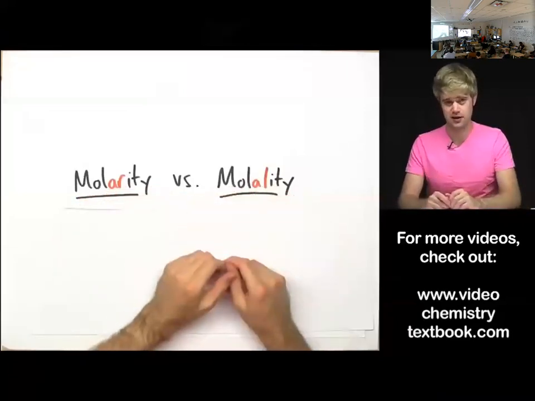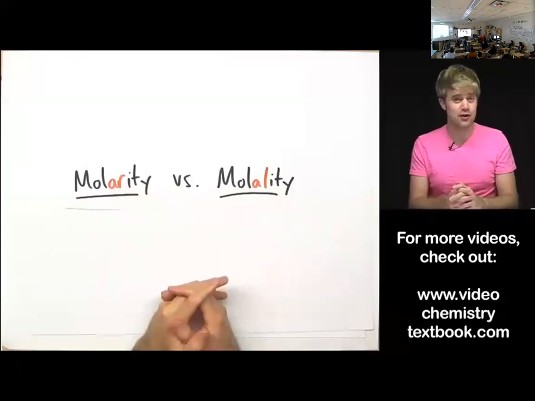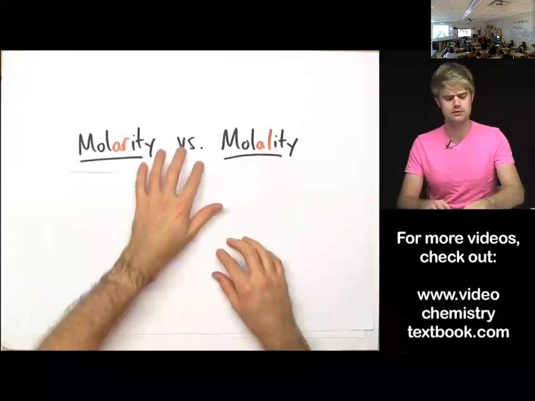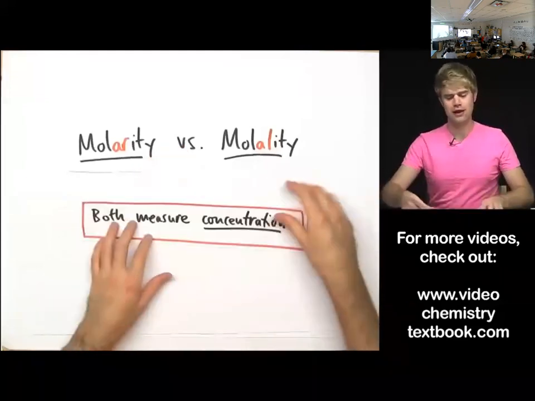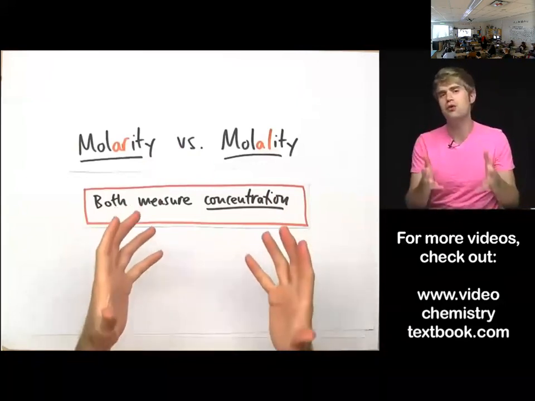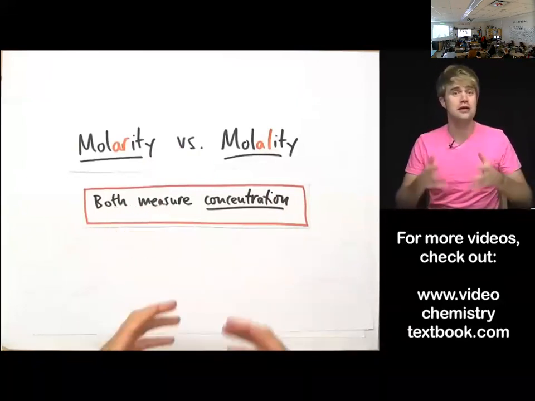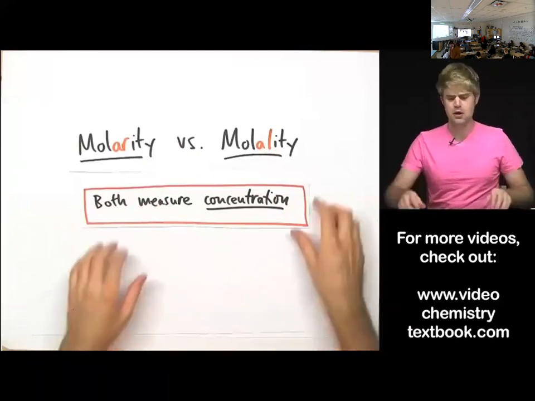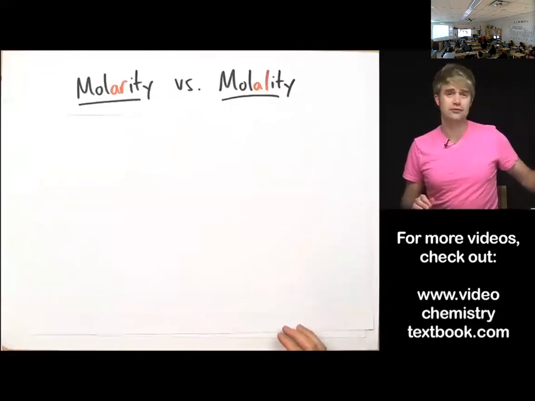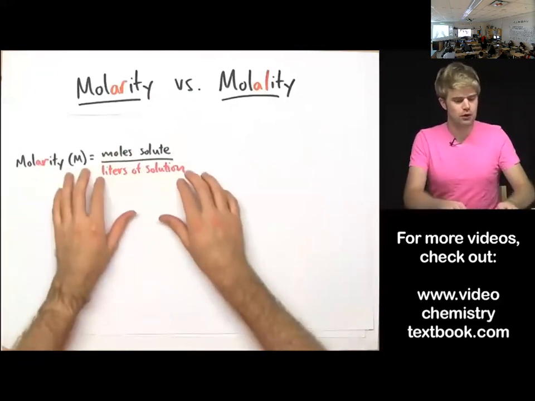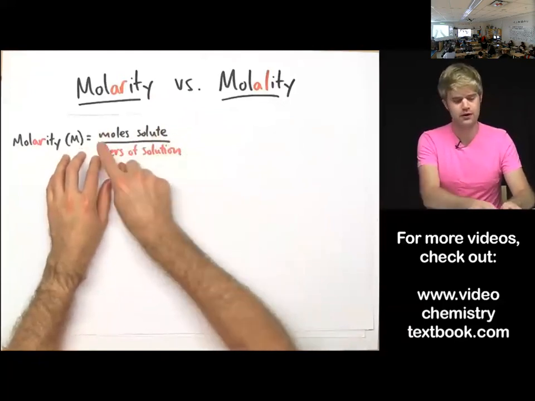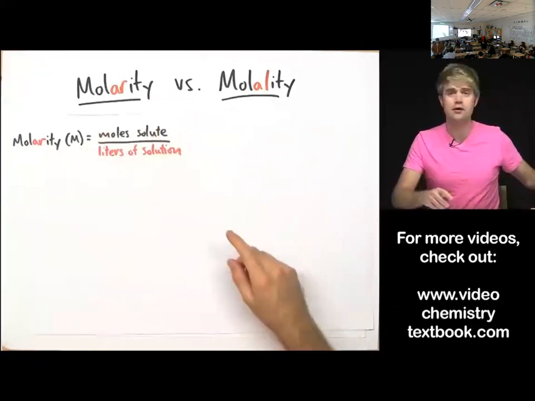And molality. Wow, these are two names that sound very similar. So what are they for, and what's the difference between these two things? Well, molarity and molality both measure concentration, right? Like the amount of solute that's dissolved in a certain amount of solution. So molarity and molality are both measures of concentration, but there are very important differences between them. So molarity is defined as the number of moles of solute you have divided by the liters of solution that you have.